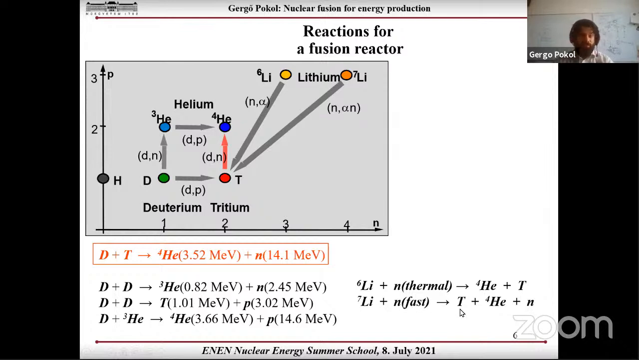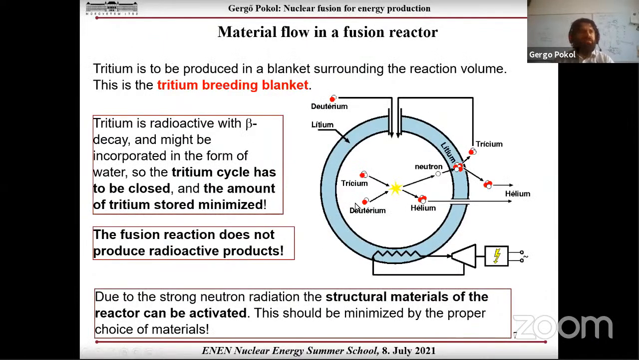And it falls apart to helium-4, tritium, and the slower neutron. And by using these reactions, we can actually produce tritium from lithium, making use of the neutron that was produced in the deuterium-tritium fusion reaction. Okay, so that's kind of what we are aiming for.